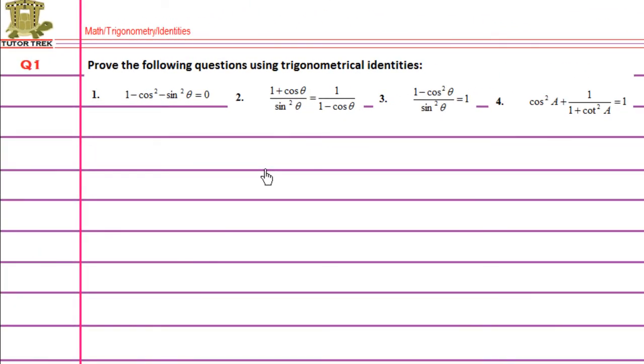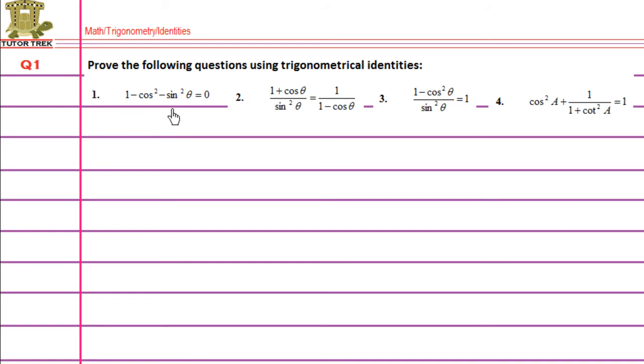Hi friends, in this session we solve some numericals of trigonometrical identities. Here you see: prove the following questions using trigonometrical identities. There are 4 questions here, and in question number 1 we have 4 sub questions. So we have to use the trigonometrical identities. We know all the 3 identities.